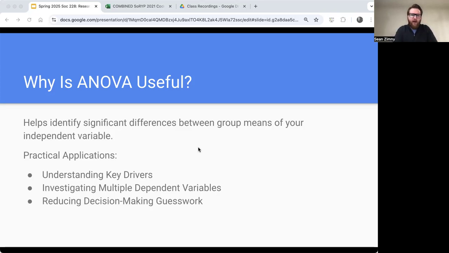And then three, another practical application would be reducing decision-making guesswork. ANOVAs provide a structured way to evaluate the significance of patterns and differences rather than relying on intuition and observation alone.